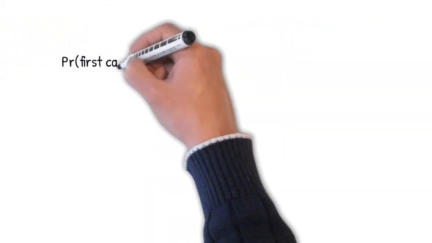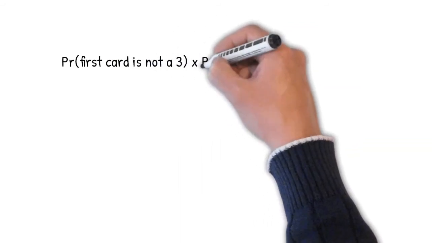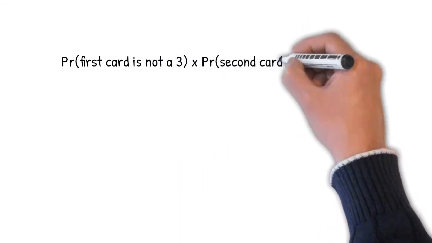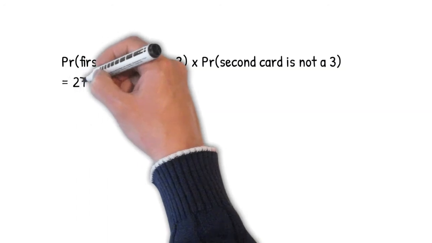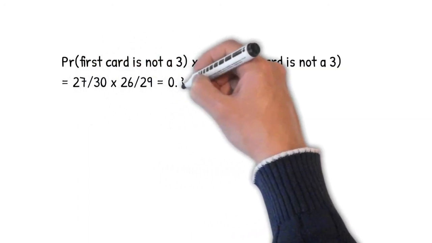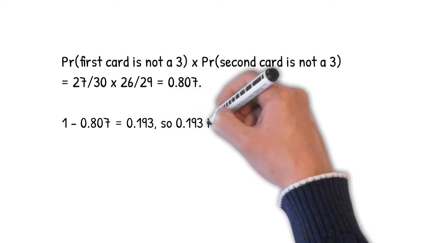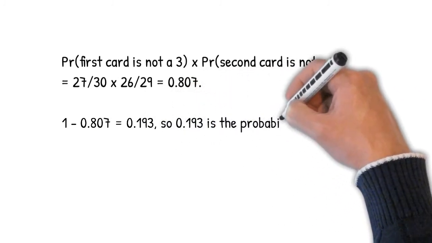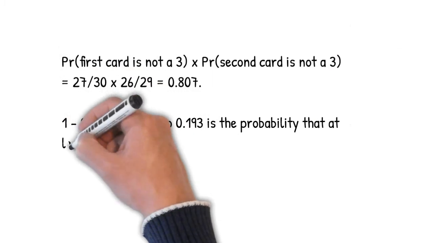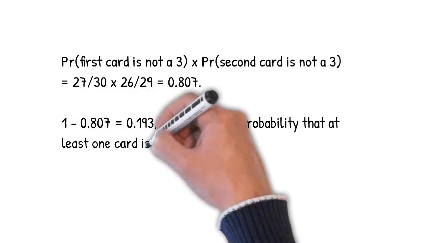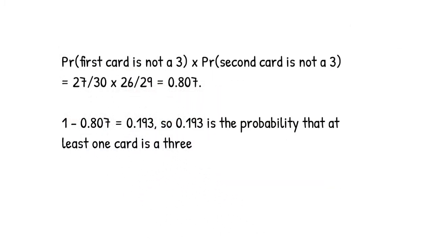So how do we do this? Well, we calculate the probability the first card's not a 3. We multiply it times the probability that the second card is not a 3, and that's going to be 27 out of 30, 26 out of 29. We get our 0.807, and we get our answer after we subtract it from 1, right? 0.193. That is our answer of the question, at least one card is a 3 with 2 draws.